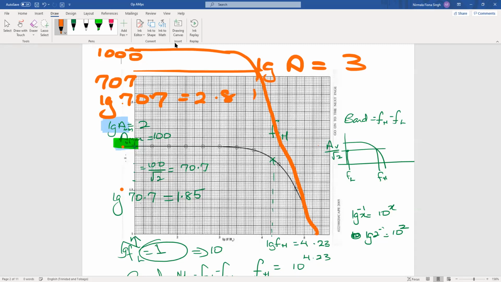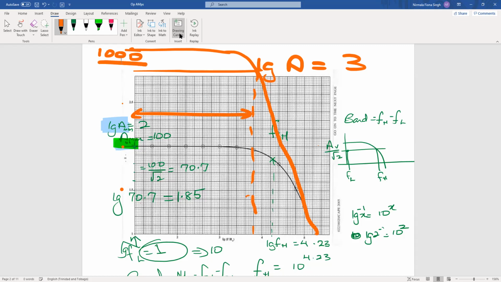My bandwidth, let's read and see across, folks. Is my bandwidth smaller or larger at a bigger frequency, at a bigger gain? Look and see. Tell me what you're getting. My bandwidth will be from here to here. Will I have a bigger bandwidth at a higher gain, or will I have a smaller bandwidth at a higher gain? Smaller. Smaller, right?